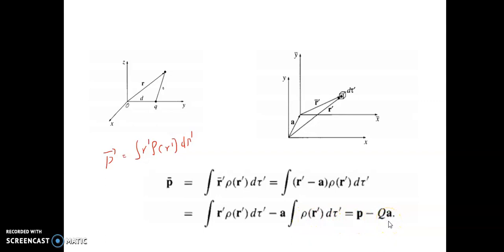So when we shift the origin, the dipole moment changes. That is, the dipole moment in the new coordinate system is the dipole moment in the old coordinate system minus the total charge q into a, the distance we have shifted.